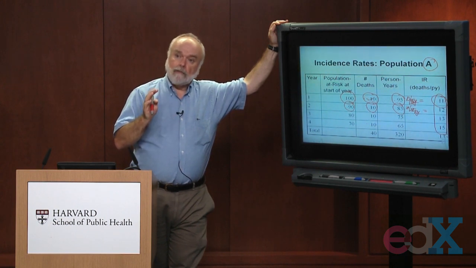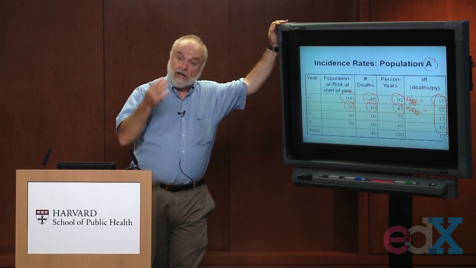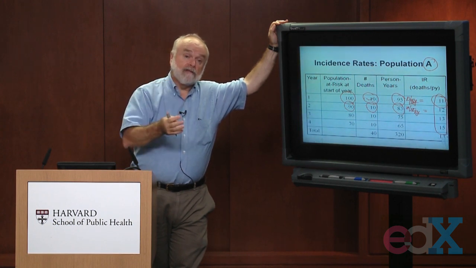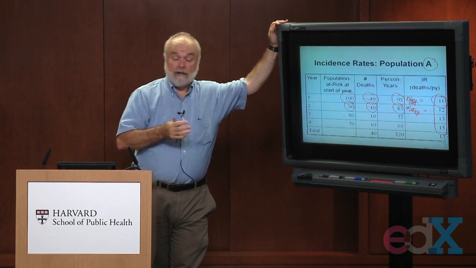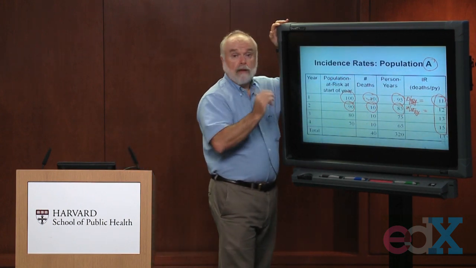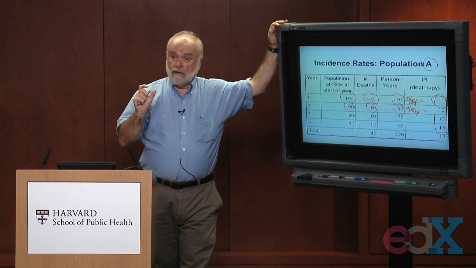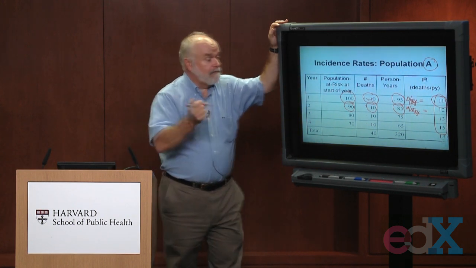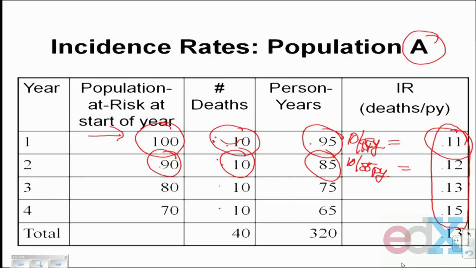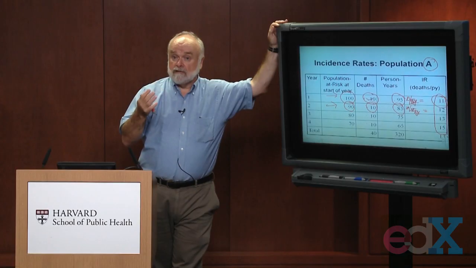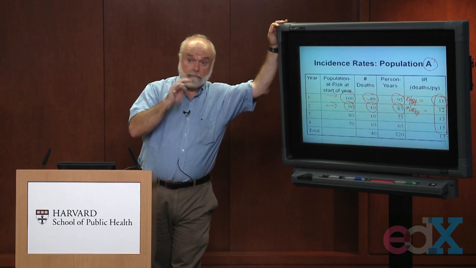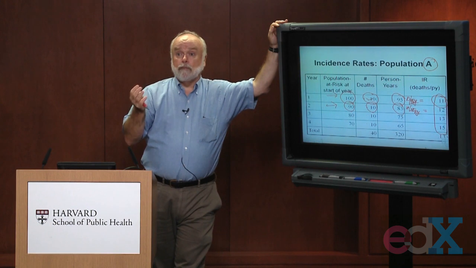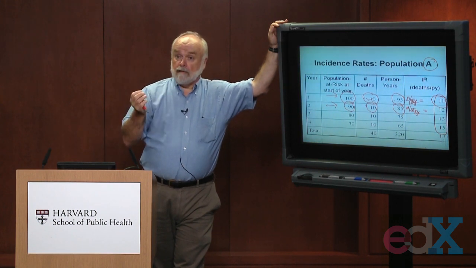Why is it that we're getting higher incidence rates later on during the study when just as many people are dying at the end of the study, in the middle of the study, as they did at the beginning of the study? The reason is the population at risk is shrinking. Once you die, you're no longer at risk for dying again. At the beginning of the first year, we had 100 people alive and kicking. At the beginning of the second year, we have only 90. Less person time being observed during the second year. Same number of deaths, same numerator, 10, happening out of fewer person years. Incidence rate's going to get higher.